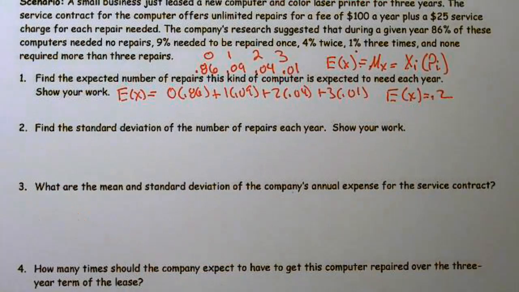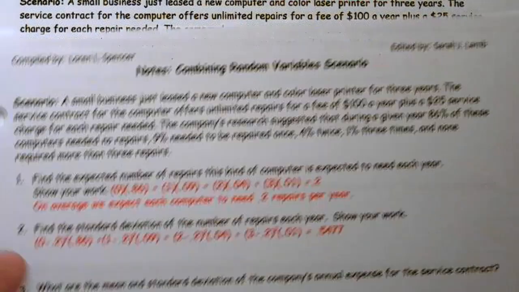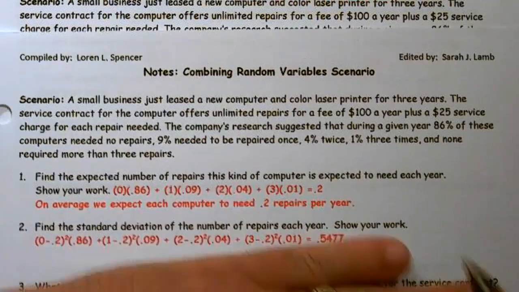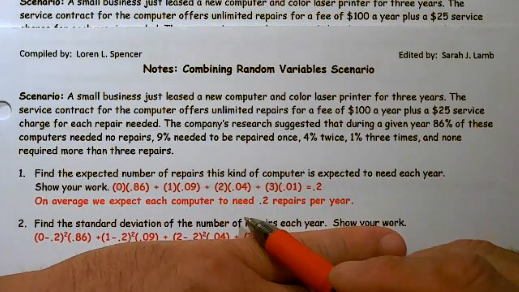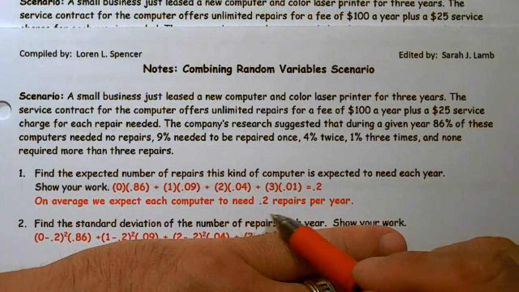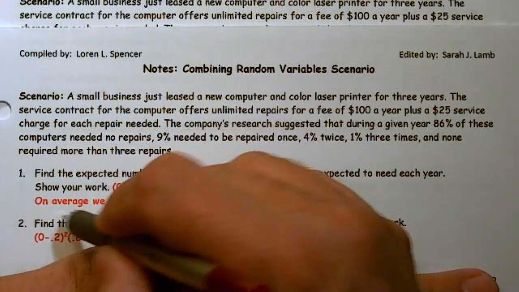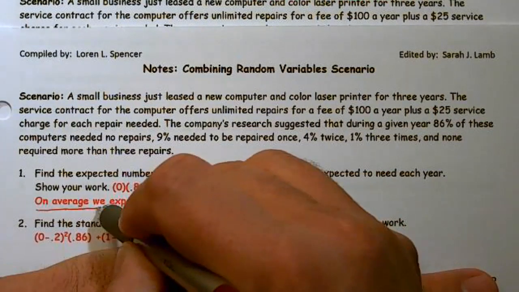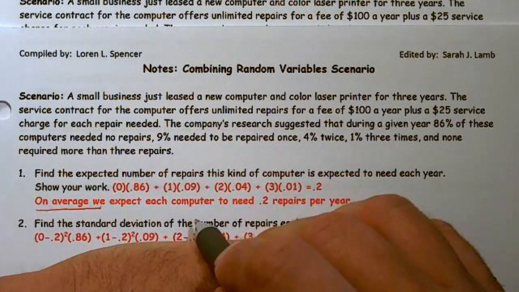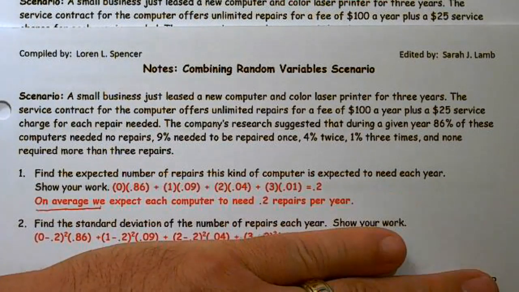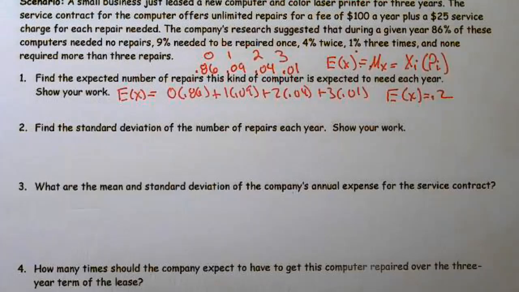So this is the type of sentence that you need to write for that problem, which says, on average, we expect each computer to need 0.2 repairs per year. And it's really important that you have this "on average," and then we expect each computer to need 0.2 repairs per year. The next thing says, find the standard deviation of the number of repairs we need.